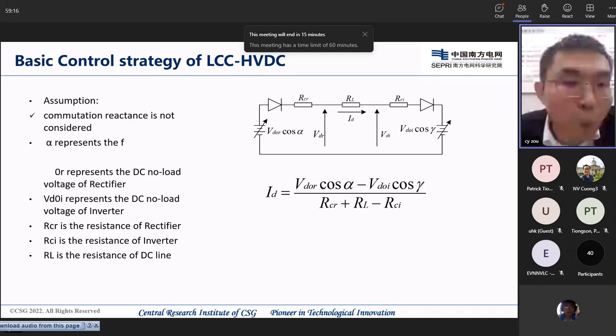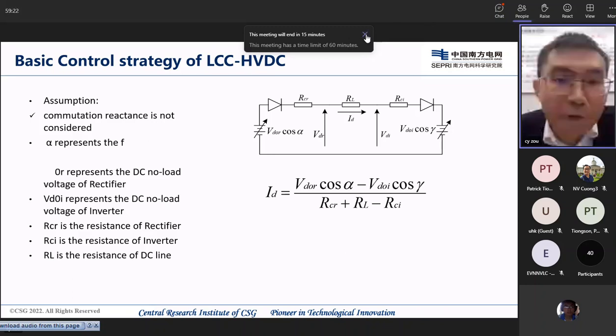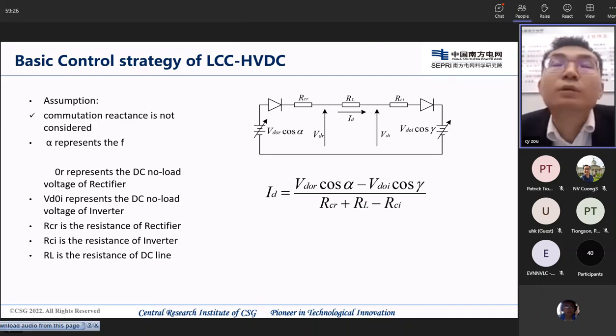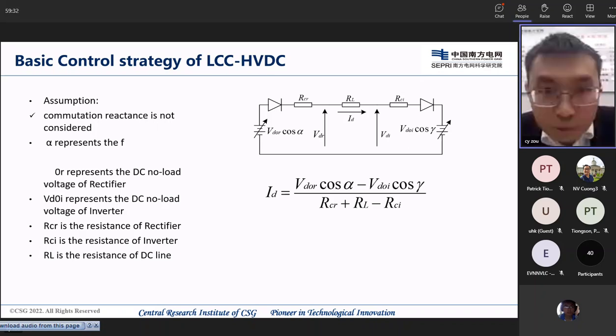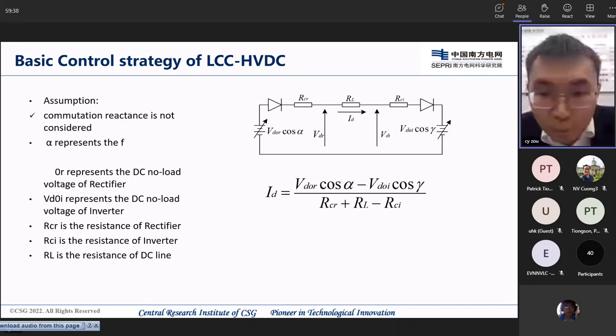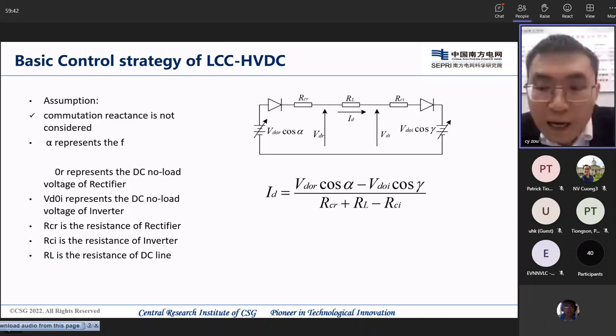The only one we can control in the LCC HVDC system is the firing angle alpha, or the extinction angle in the inverter side gamma. This is the only one we can control. And all the other systems, all the other voltage, current are decided by the system parameters. The control process can be described as the equation in this page.